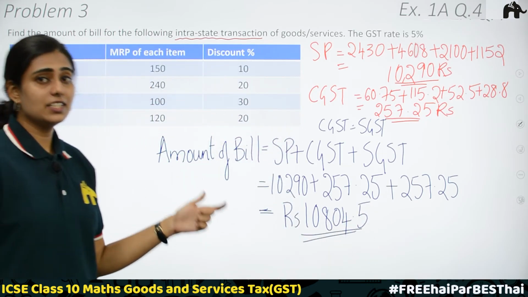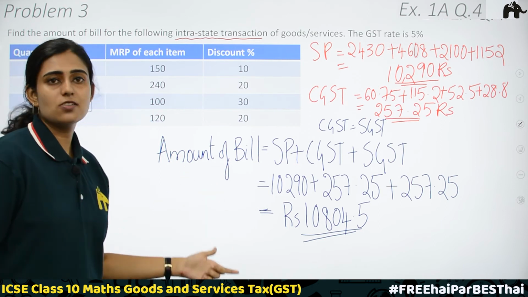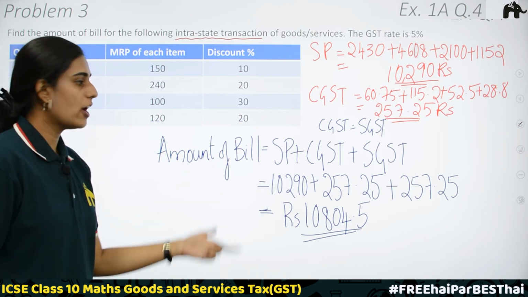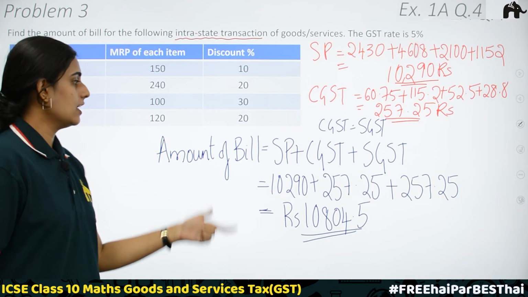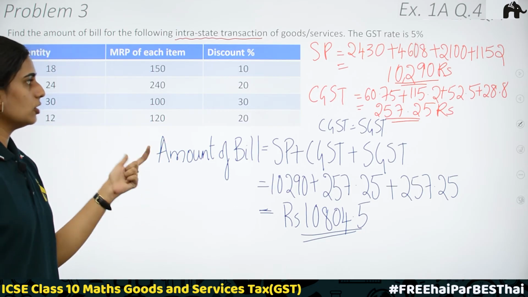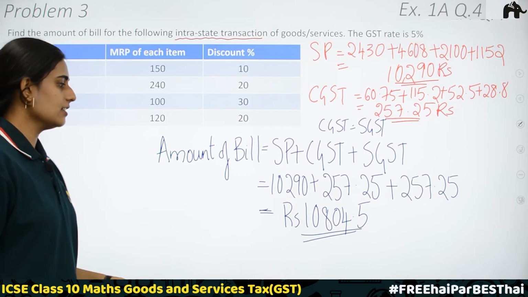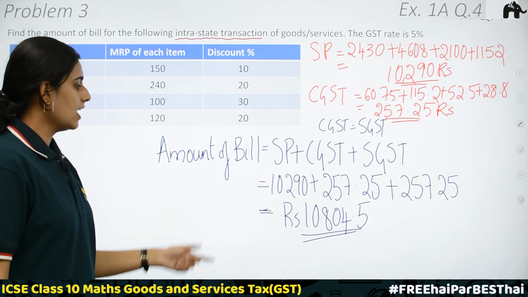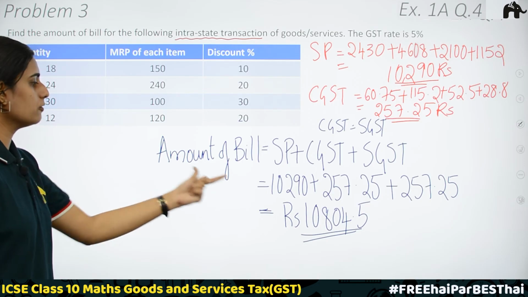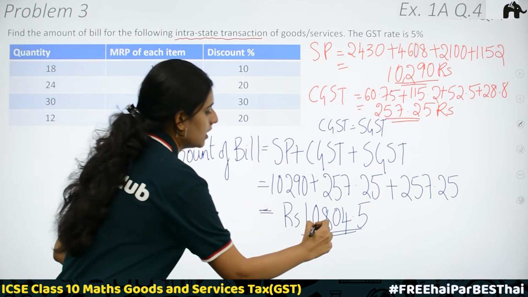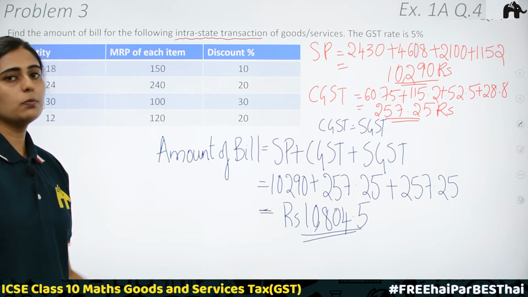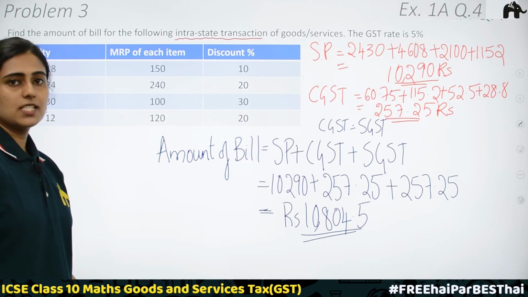I know this is a lengthy problem. You should practice solving this type of problems. You have many more questions in the textbook, similar ones. On doing these questions, you will get the skill of calculating. Do practice more questions. Here your final answer, that is the amount of bill, is rupees 10,804.5. Now the concept is clear.